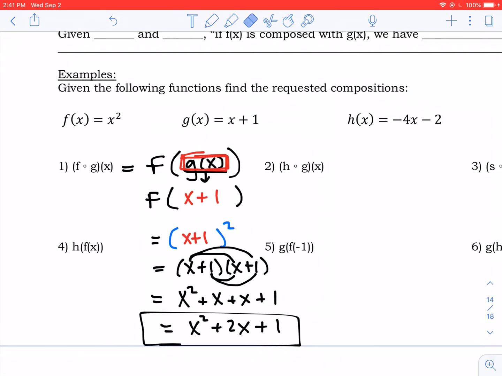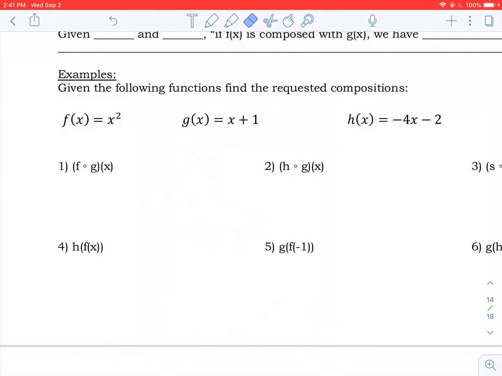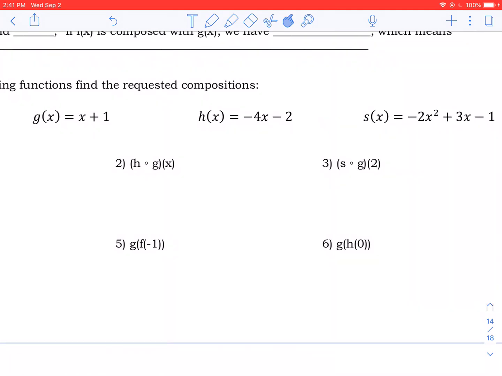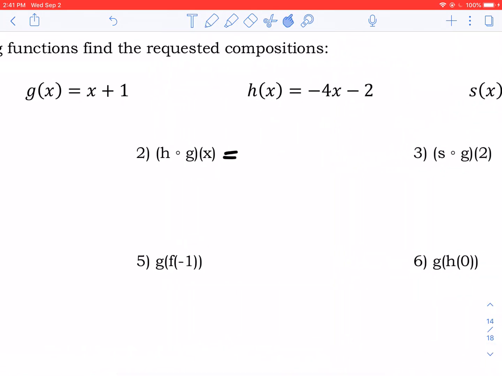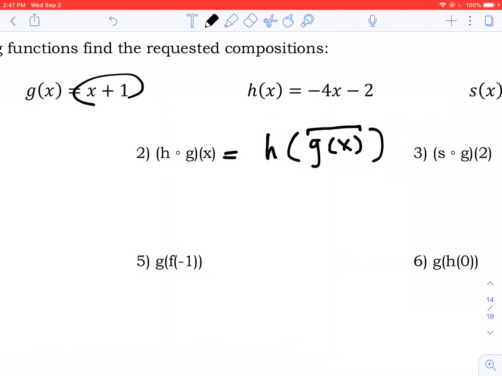So that's that problem. So let's look at example 2. H circle g of x. So again, the hardest part for some of us will just be realizing what this is even asking. It's not asking multiplication, because it's an open circle. It wants us to find h of g of x, just reading in order. H of g of x. So that's, remember, we're going to take the inside function, g of x, and plug it into the outside function.